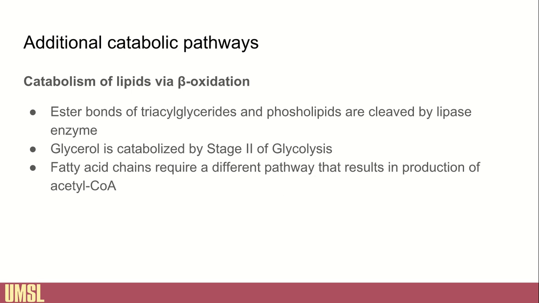So the first thing we need to talk about is how are lipids consumed. And this is through a very important set of reactions called beta oxidation. And so what's essentially going to happen is that the lipid, that is fatty acids bonded to glycerol through ester linkages, those ester bonds will be cleaved by an enzyme called lipase. That glycerol is then catabolized by stage 2 of glycolysis. It's essentially a 3-carbon compound. And the fatty acids then require a different pathway that results in production of a great deal of acetyl-CoA.